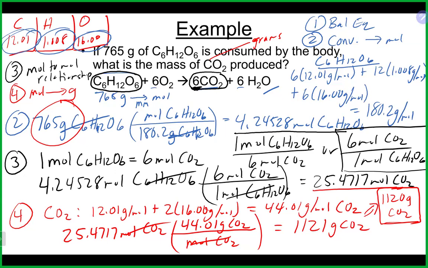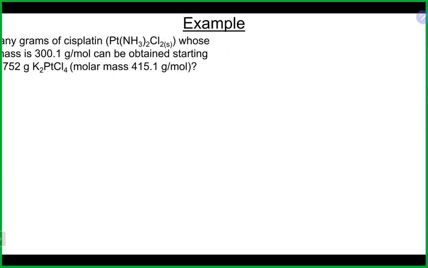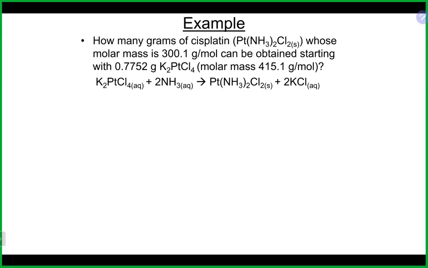All right, let's try another one here. Let's try this one here. How many grams of cisplatin, which is this guy, who has a molar mass from the periodic table of 300.1 grams per mole, can be obtained if you started with 0.7752 grams of this guy. Molar mass from the periodic table, 415.1 for that guy.